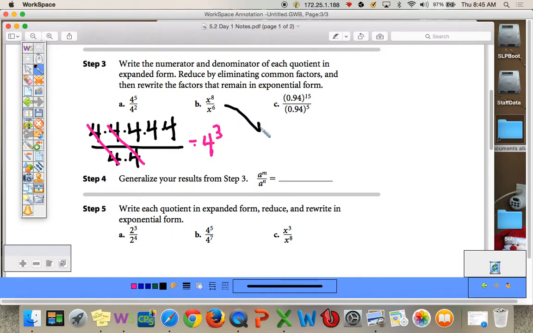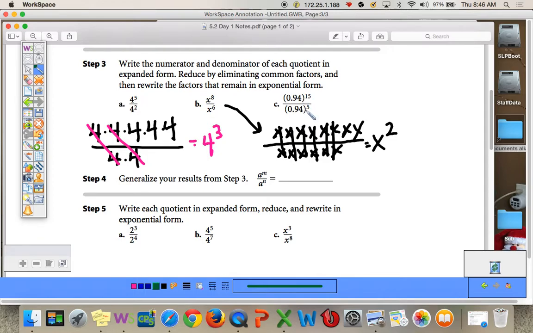Let's try the next one. We have 8 x's on top. We have 6 x's on the bottom. How many cancel? Well, 6 of them cancel. So you have 2 left on the top, x squared. Now instead of writing this out, we would have 15 0.94s on the top and 5 of them on the bottom. So you would think, how many cancel? Well, 5 of them cancel. So to get how many are left on top, it would be 10 left on top. It'd be 0.94 to the 10th power.